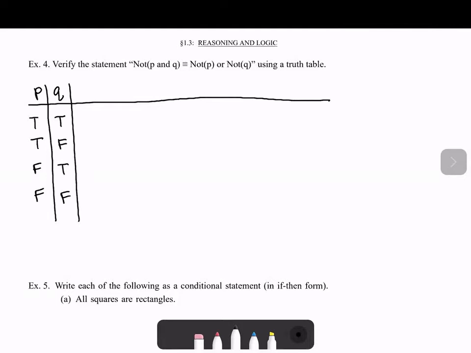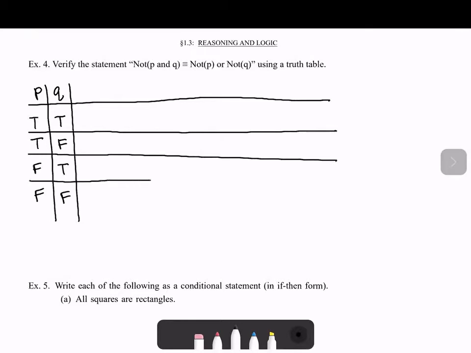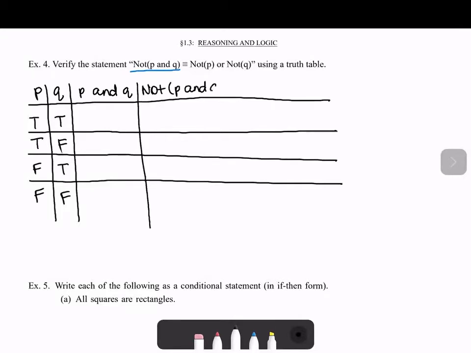Just to keep things in line, I'm going to draw these lines between them so everything is aligned in the same row, because it can get kind of messy depending on how good you are at writing things in a straight line. Okay, so the first thing we want to do is write this not (P and Q). In order to negate P and Q, first we have to have P and Q, and then we can do the negation of it. So not (P and Q). Okay, so that's the first one.